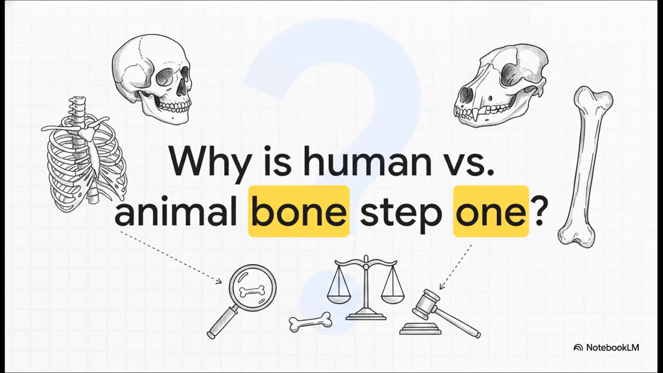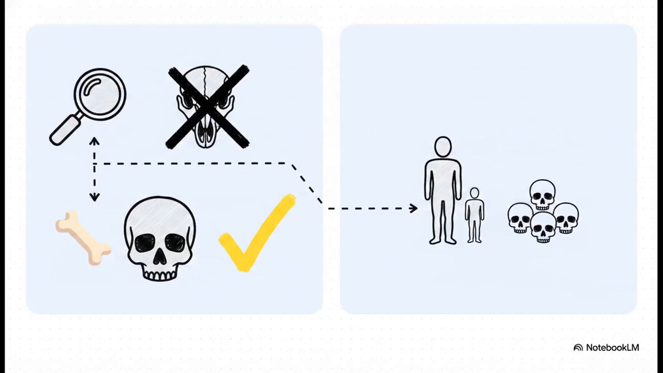Let me throw a quick question your way. In any skeletal investigation, why do you think figuring out if a bone is human or animal is always step number one? Kind of makes you think about the underlying logic of an investigation, right? Well, the answer comes down to the basic scope of the investigation. Before we can ask who someone is, we have to be absolutely sure we're dealing with a human. An untrained eye might look at a hunter's discarded deer bones in the woods and think it's a crime scene. If it's an animal, boom, the criminal investigation stops right there.